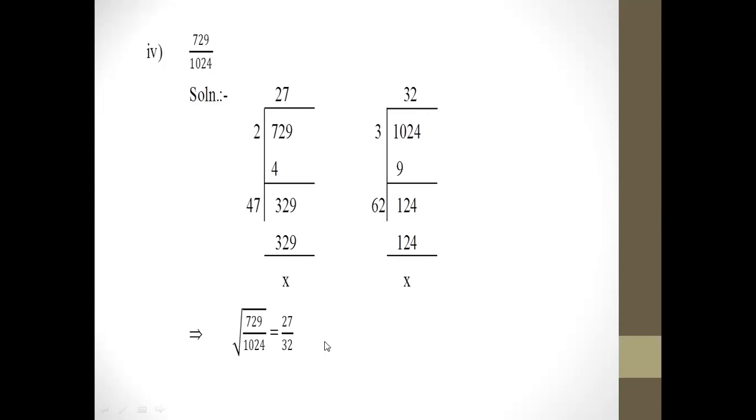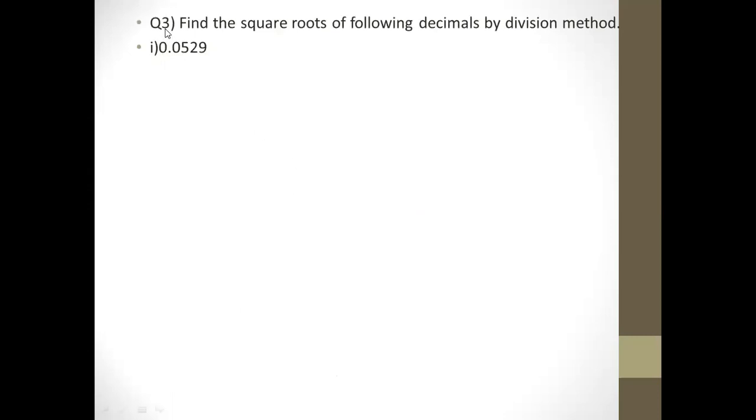So in this way you have to solve the second part and third part, because only four parts are included. Now come to the last question of this exercise. Again, in question number 3, only the first four parts are included. Find the square root of the following decimals by the division method.